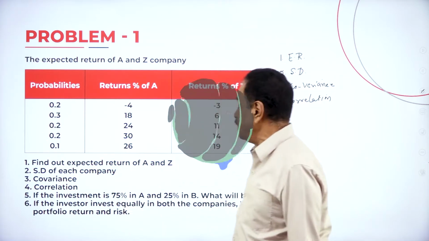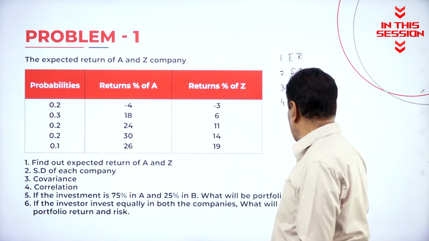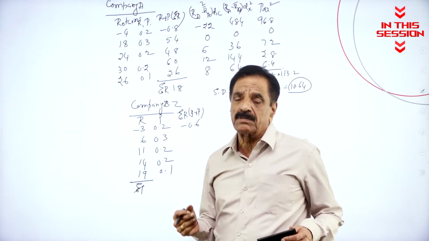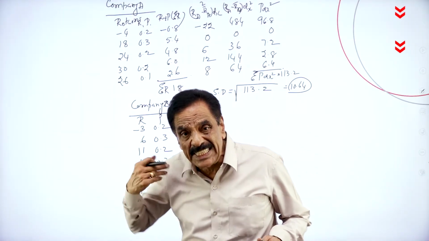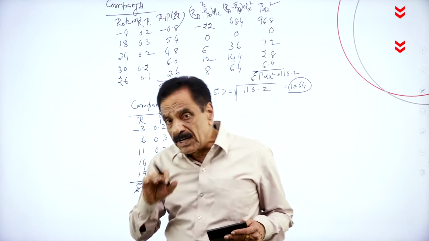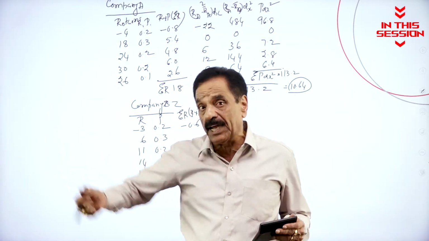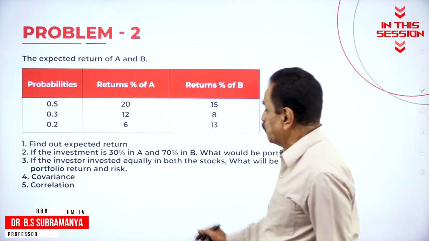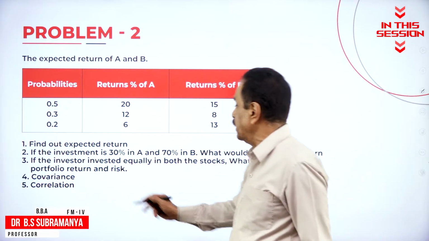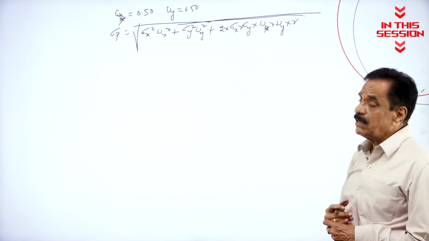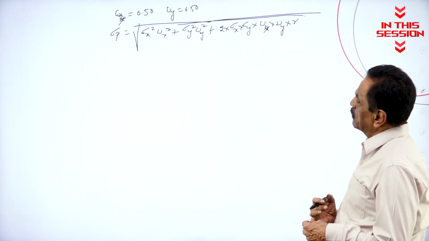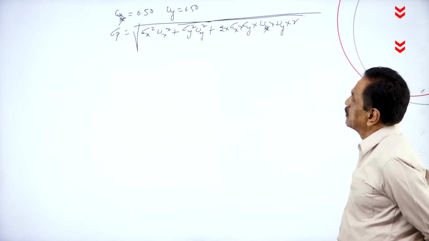If the investor invests equally in both the companies, what will be the portfolio return and risk? When the probability is given, it is called ex ante. If the probability is not given, it is called ex post, we say. Find out the expected return; no standard deviation is asked. Then portfolio return, risk, covariance and standard deviation are there. Formula, remember: standard deviation x square, wx whole square, standard deviation y square, wy whole square, 2 into standard deviation x.